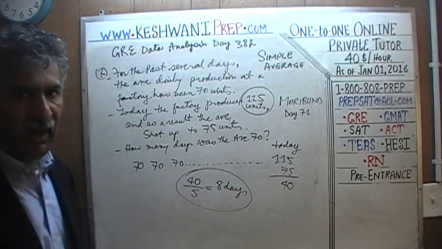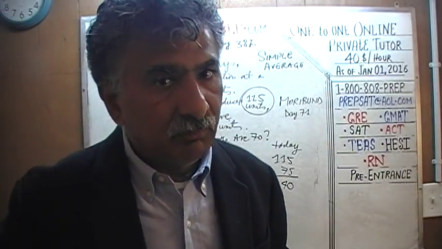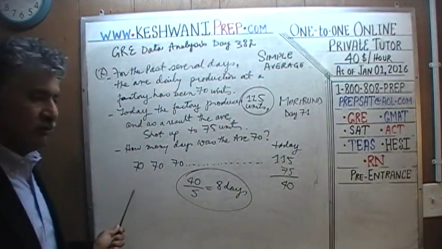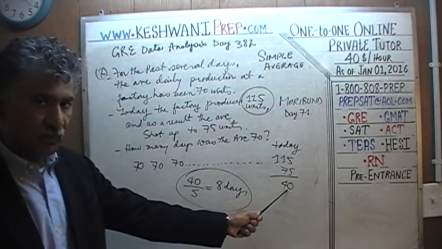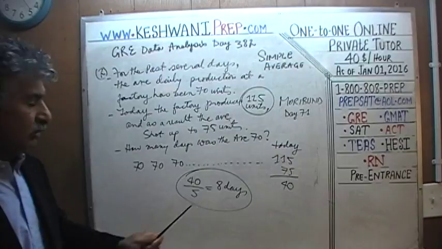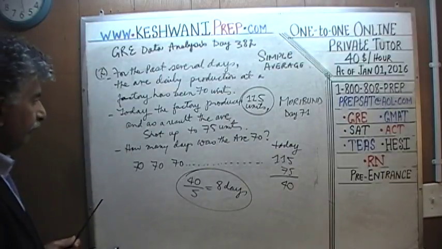For the 8 days in the past, the average production was 70 units. Today we produce 115 units. As a result, because we had 40 left over, the average shot up to 75. Now, if you want to do it algebraically, we can do it algebraically on the top.